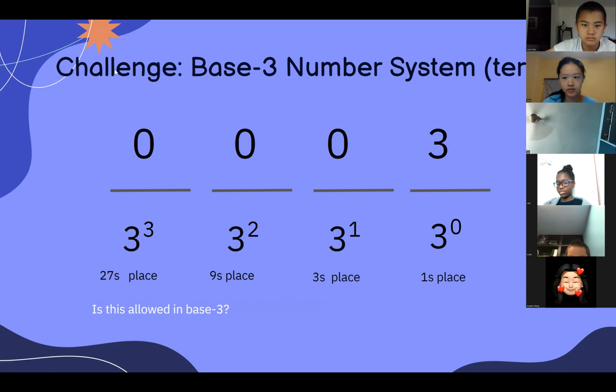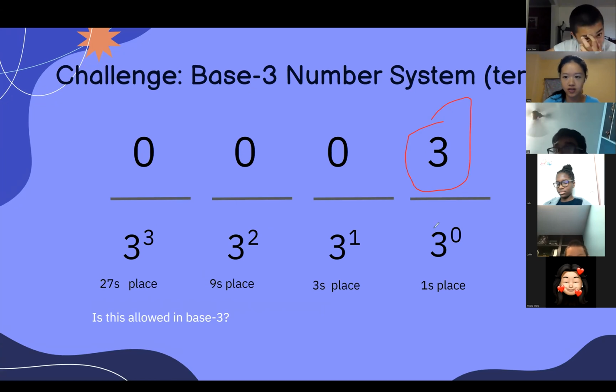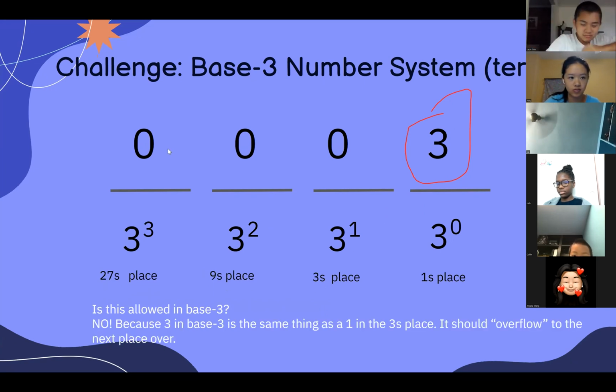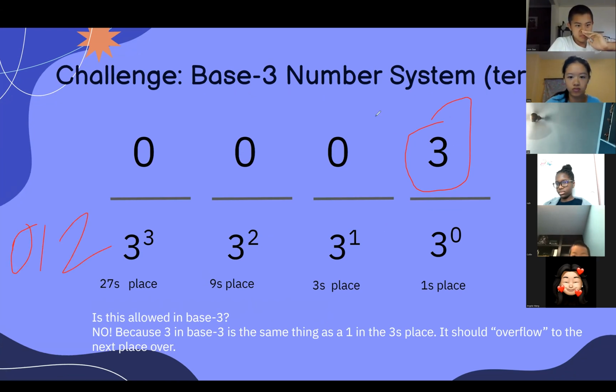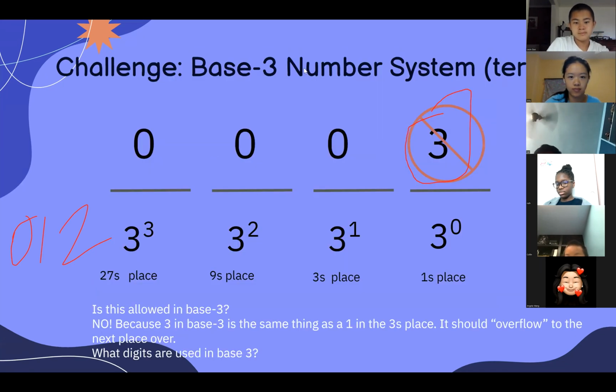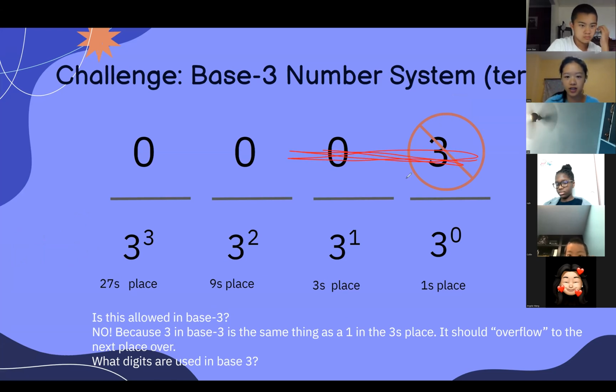Okay, is 0003 allowed in this system or not? Yeah, so the answer is no, because in the base 3 number system, the only digits you're allowed to use are 0, 1, and 2, because that already gives you 3 digits. So basically, if you have a 3 in that place, you would result in an overflow, and you're supposed to move that to the next place over. So in reality, if you wanted to write 3, how would you express the number 3 in base 3?